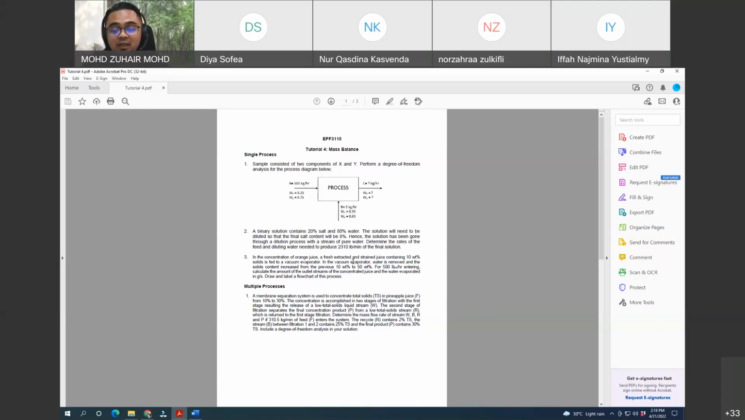I will show the software later during our final few weeks before the final exam. But before that, we need to do the manual calculation for the mass and energy balance. Okay, so for the mass balance, just some recap.